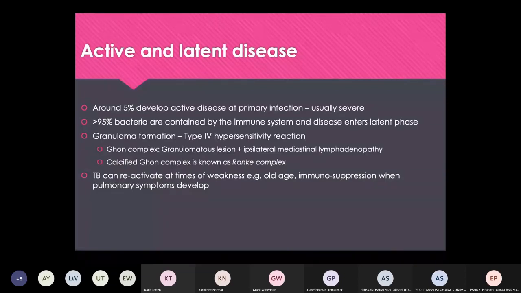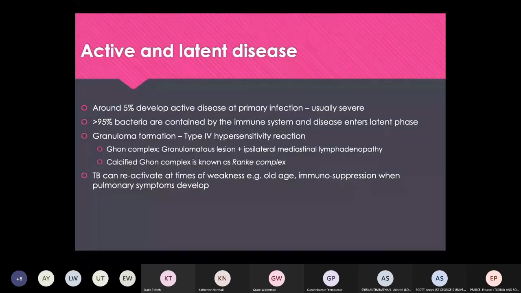And then a Ghon complex is the granuloma plus mediastinal lymph nodes being enlarged on the same side. And over time, this Ghon complex, the lymph nodes and the granuloma will calcify, and this is then known as a Ranke complex. And then the TB stays there dormant. It can stay for many, many years, but when that person becomes sick or weak, particularly things like starting chemotherapy, the TB can become reactivated and they can develop active disease.